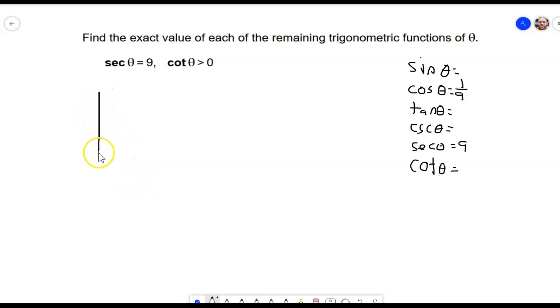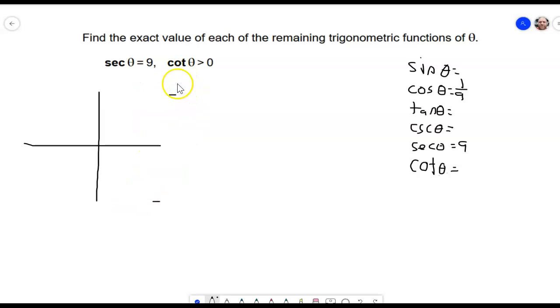The first thing I like to do is see which quadrant we're in, and both of these give us clues. The first one narrows it down to 2 quadrants, and then this last one will narrow it down to 1 quadrant. So the secant, which is related to the cosine, is positive. The cosine is positive in the first and the 4th quadrants, right? Because that's the x value. So it's positive in these 2 quadrants.